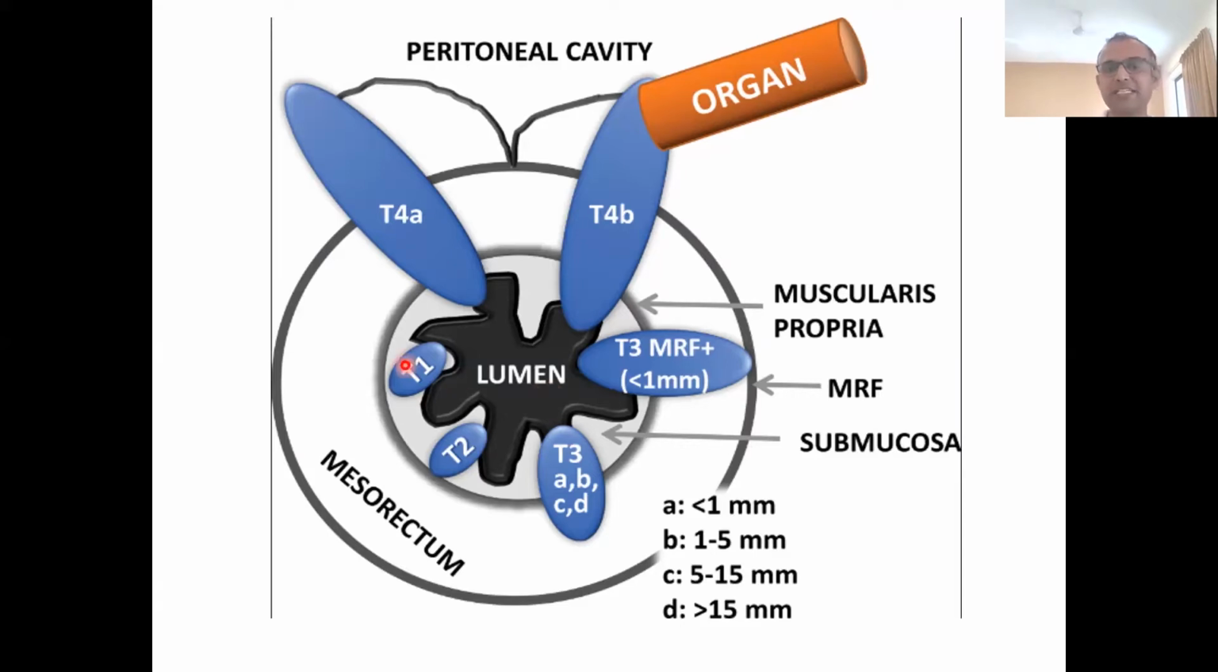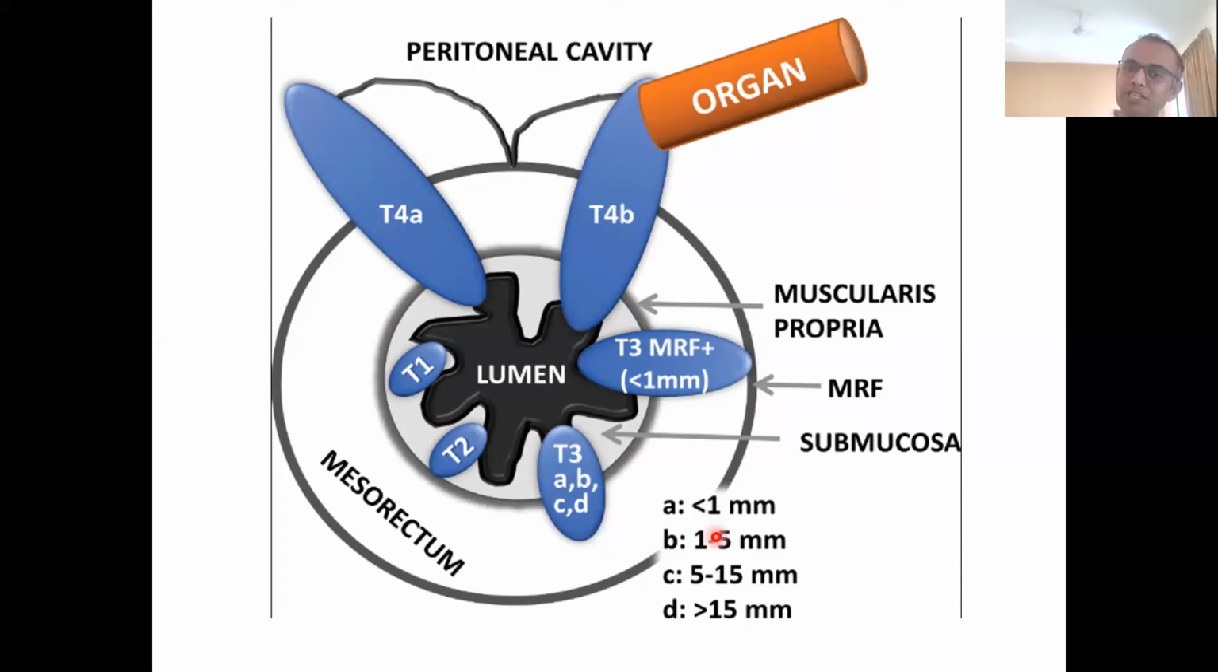In that staging, tumor related to mucosa and submucosa is T1. If it is going to the muscle layer, it is T2. Crossing the muscle, then it is T3, and if it is going to the peritoneum or invading an organ, it is T4. If it comes to rectum, again T3 is divided into A, B, C, D.